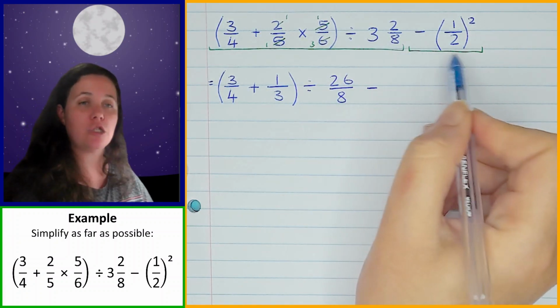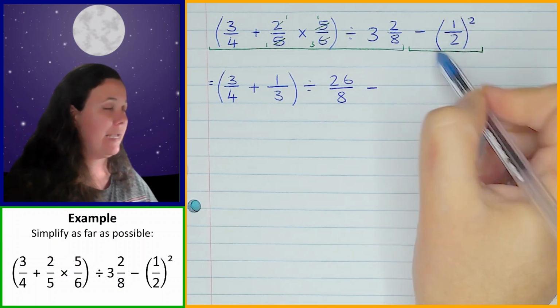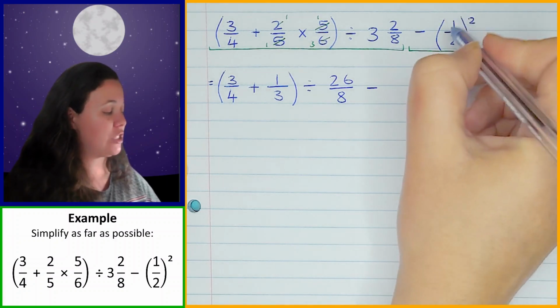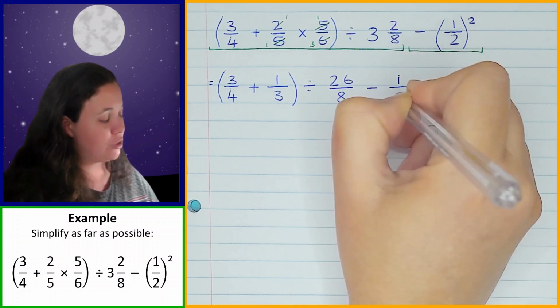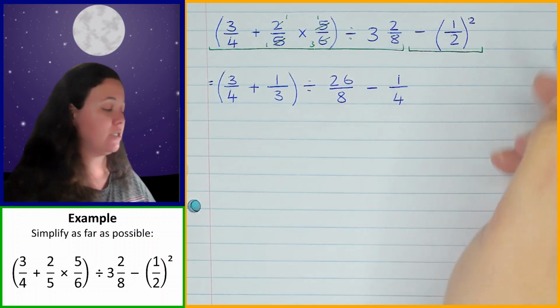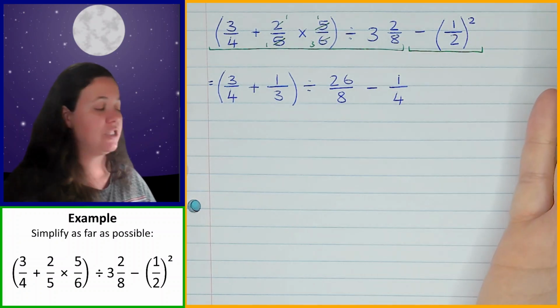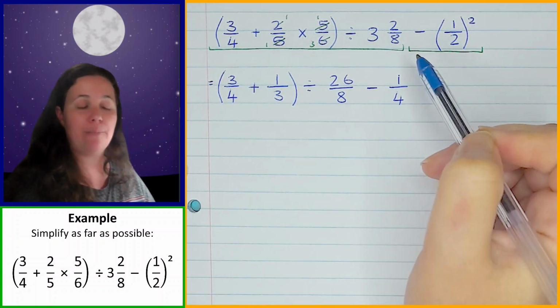Now this is the second term over here. Now I'm going to square this half over here. So that's going to be 1 squared, which is 1, over 2 squared, which is 4. Remember, we square the top and the bottom, but when you square 1, it doesn't actually make any difference. So that's why it didn't look like anything happened to the 1.